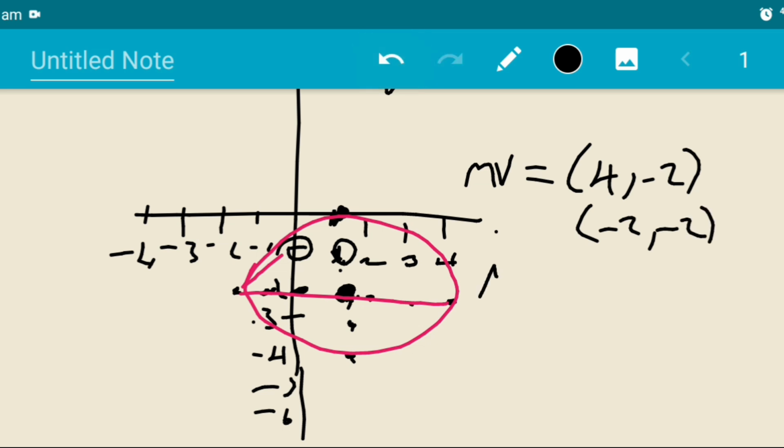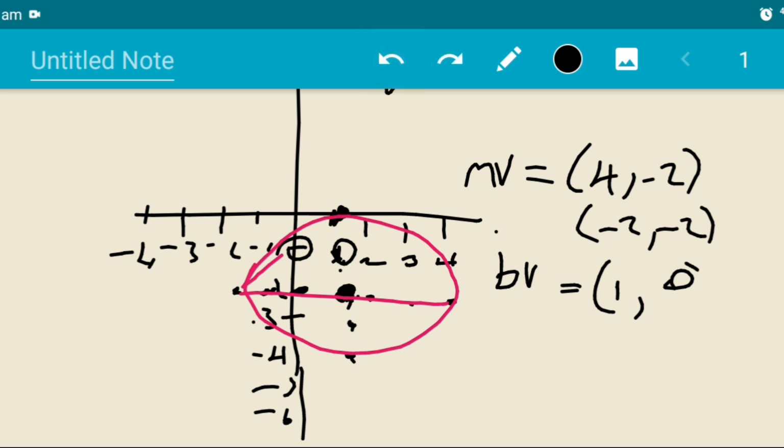Then the minor vertices. For the sake of making a distinction between the two, let me say BV, because these are in B. Let's start with the one at the top here. In X it is located at 1, and in Y it is located at 0. So this is the point 1 comma 0.